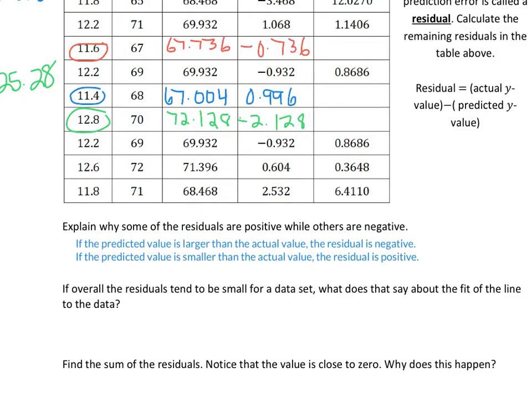If overall the residuals tend to be small for a data set, what does it say about the fit of the line to the data? Well, we want the residuals small. If the residuals are smaller, it means that they're closer to the line, the residual line, and therefore would be a good fit. So the points would be close to the line, and therefore a good fit.